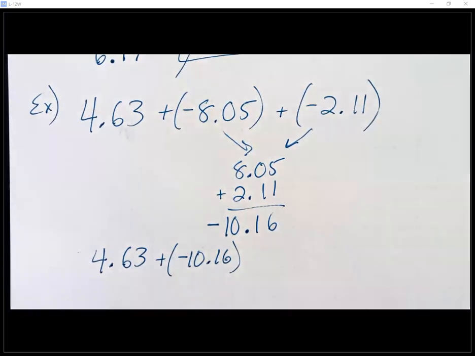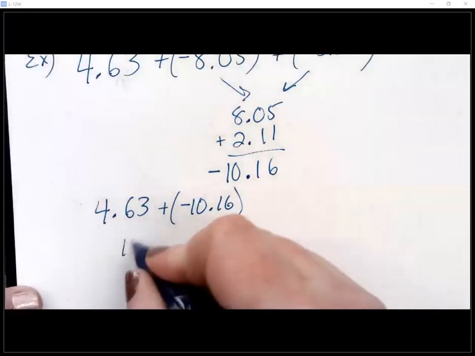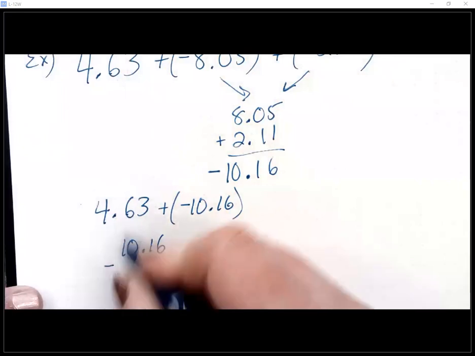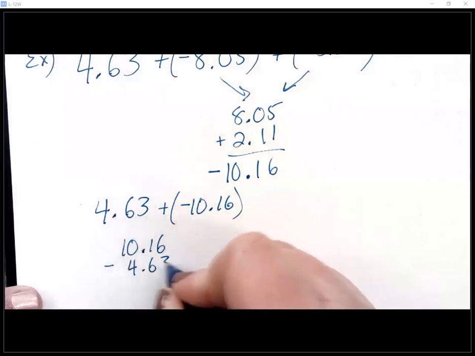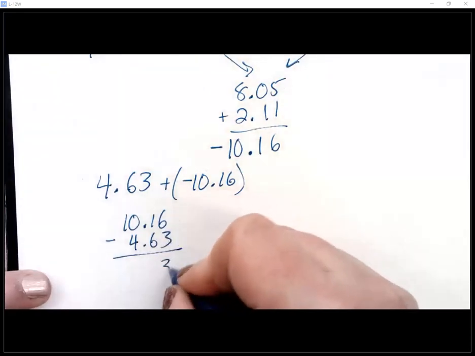So remind me how to do this. How do I do it when the signs are different? What operation am I really doing? I have to subtract these numbers. Okay, I don't care what operation that says. If the signs are different, I have to subtract them. So ignore the signs for just a minute. I put the bigger number, which is 10.16 on top, minus the smaller one, 4.63. I'm going to do my subtraction like I normally do. I'm going to have to borrow.